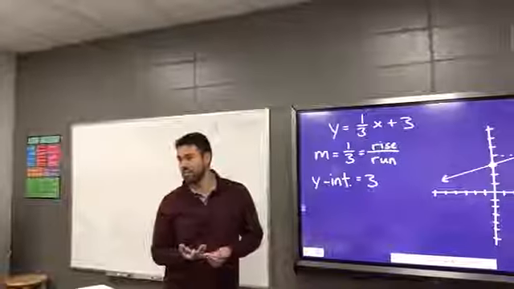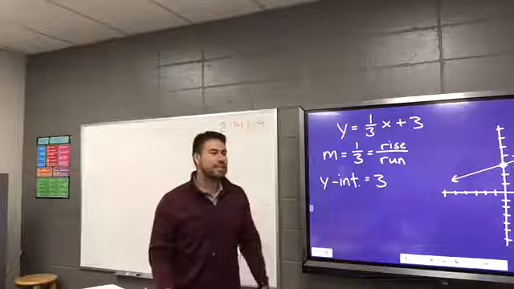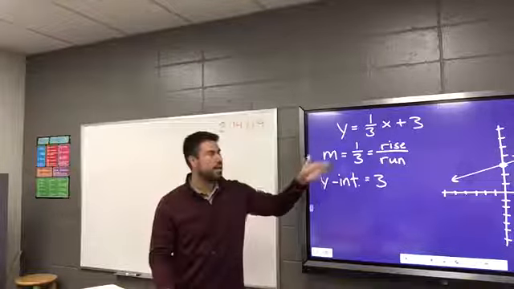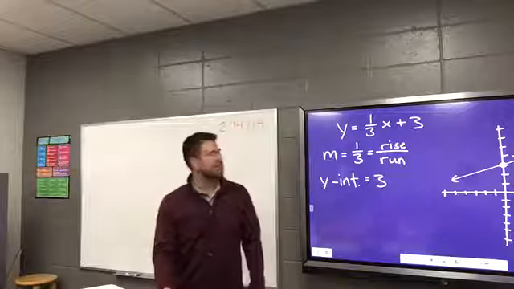Where's the table? Gone. Don't need it. I like the table because it helps you see relationships more, but when you're just trying to graph a line, all you need is the slope and the y-intercept.